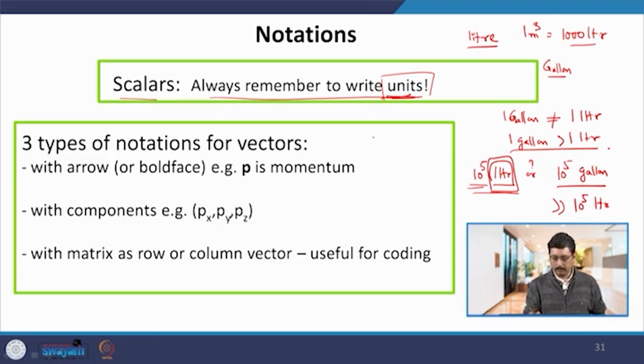So, the most common type of notation is this. Take a vector like momentum, which has a magnitude as well as a direction. Now, we can write this as P, which represents the momentum, with an arrow on the top. So, this indicates that this is a quantity that has a magnitude as well as a direction.